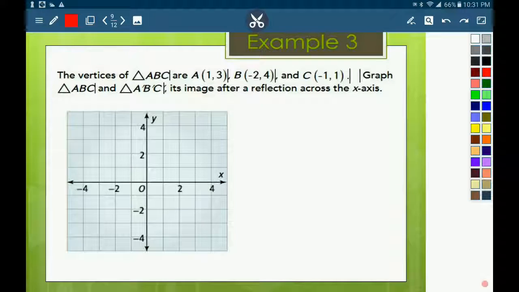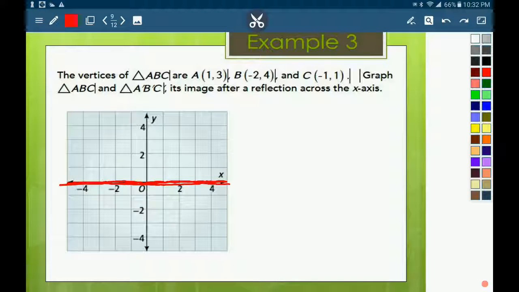All right, I've got one last example for you guys. It says the vertices of triangle ABC are 1, 3, negative 2, 4, and negative 1, 1. Graph triangle ABC and triangle A prime, B prime, C prime, its image after a reflection across the x-axis. So first thing, I always tend to bold what my line of reflection is, which they say is the x-axis. The x-axis is right here. So I'm just going to bold it so that I know exactly where my mirror is.